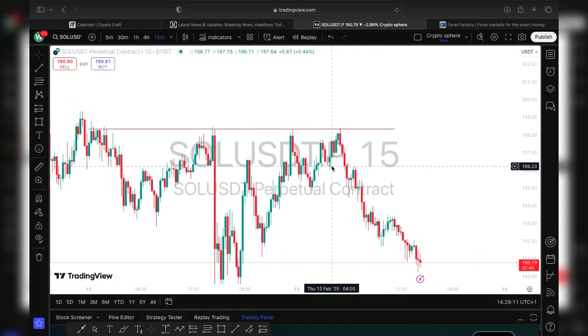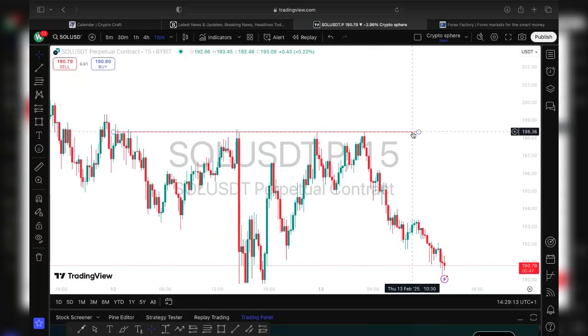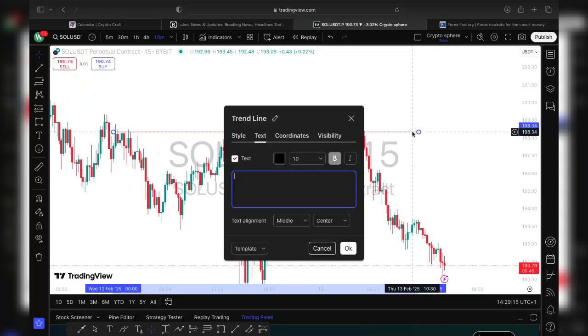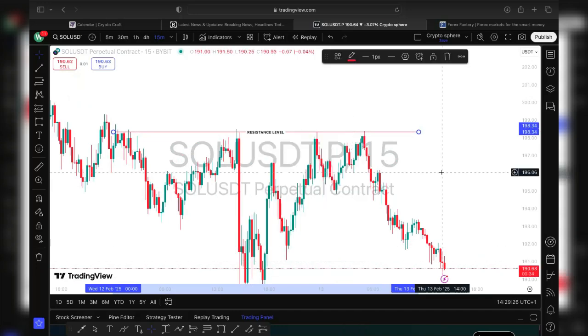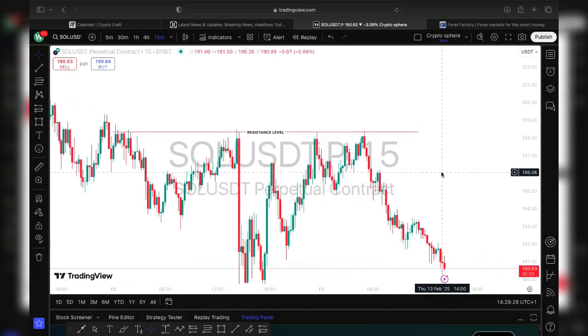So this is a clear resistance level. We can just type resistance. A clear resistance level. It means that sellers are here and they will keep selling the market until the buyers take control.